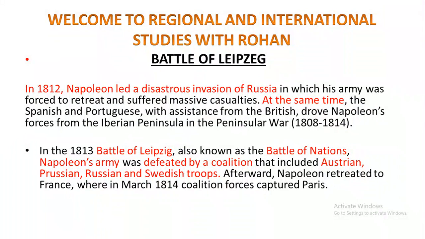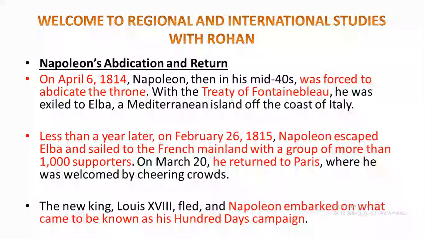Afterward, Napoleon retreated to France, where in March 1814 coalition forces captured Paris. On April 6, 1814, Napoleon, then in his mid-40s, was forced to abdicate the throne. With the Treaty of Fontainebleau, he was exiled to Elba, a Mediterranean island off the coast of Italy. Within a year, on February 26, 1815, Napoleon escaped from Elba and sailed to the French mainland with a group of more than 1,000 supporters.